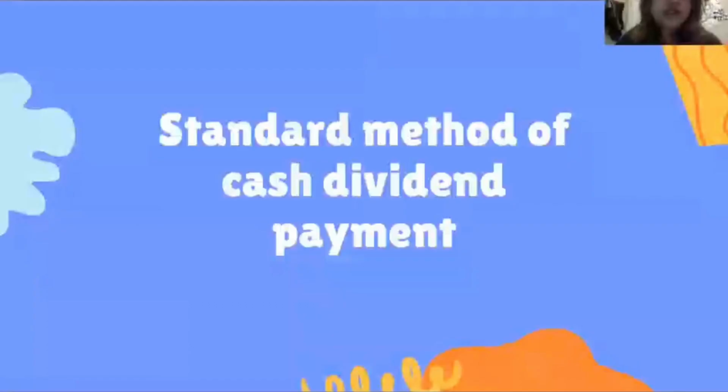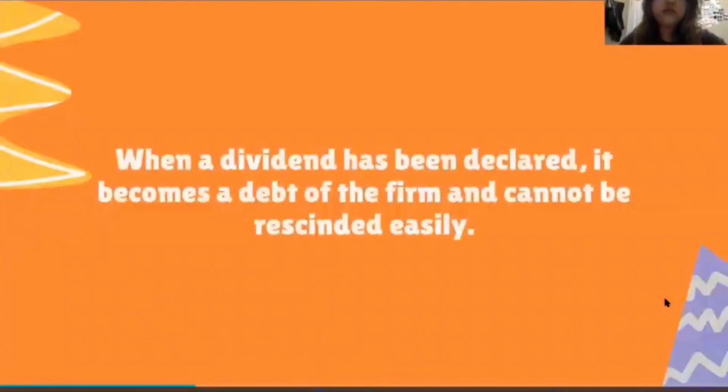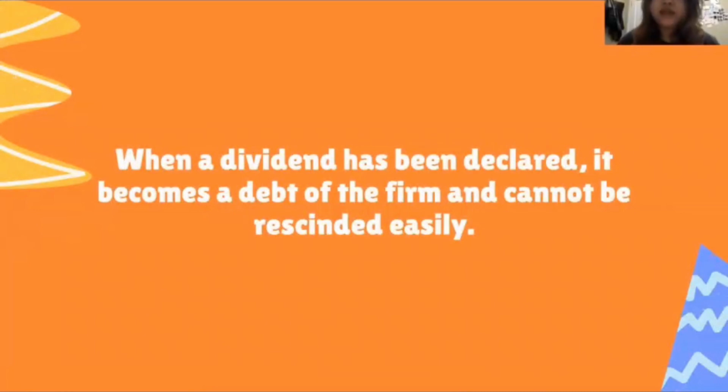Hello, my name is Putri Fani Yasmin, and this is my part. I'm going to explain about the standard method of cash dividend payment. So when a dividend has been declared, it becomes a debt of the firm and cannot be rescinded easily. The amount of the cash dividend is expressed in terms of dollars per share, or dividends per share, percentage of the market price, or the dividend yield, or percentage of net income or earnings per share, or the dividend payout.